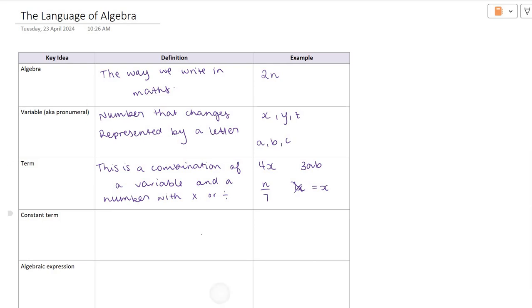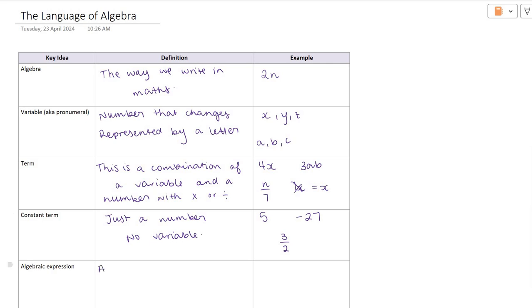Now, a constant term is just a number, okay? This doesn't vary. It's just whatever number is written there, okay? So a constant term might be something like 5, and we know that that's just 5. That's what it is. You can have negative constants, you can have fraction constants, as long as there is no variable there, okay?